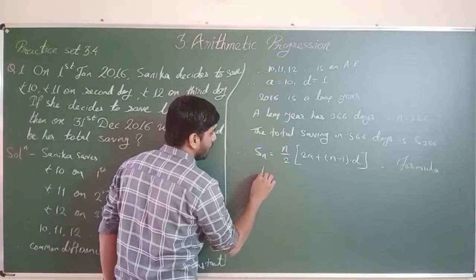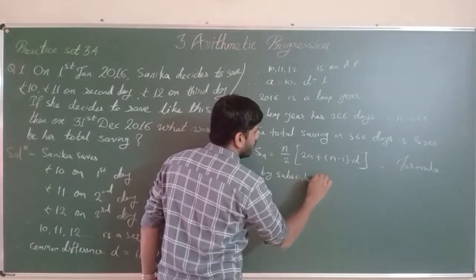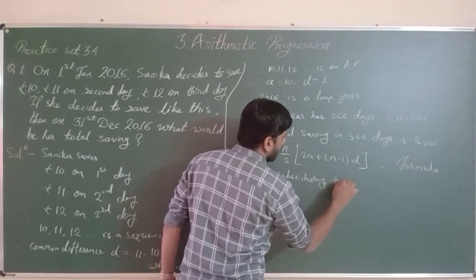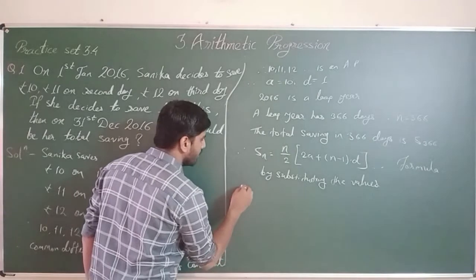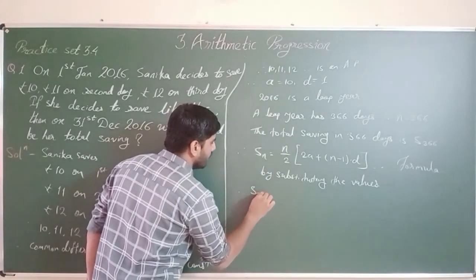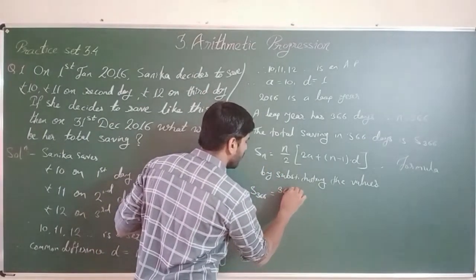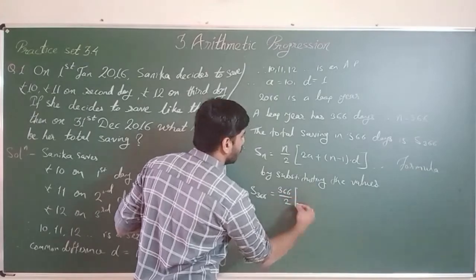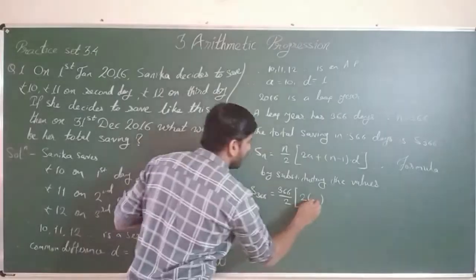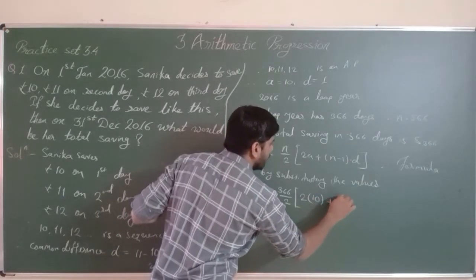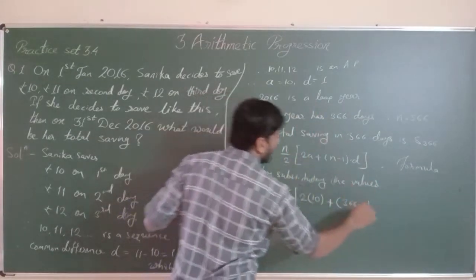Now, by substituting the values, n is 366, therefore S366 is equal to n upon 2, that is 366 upon 2 into 2a, that is 2 into first term, value of a is 10, plus n minus 1, that is 366 minus 1, into common difference d is 1.